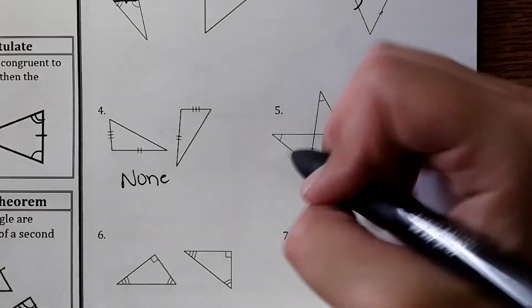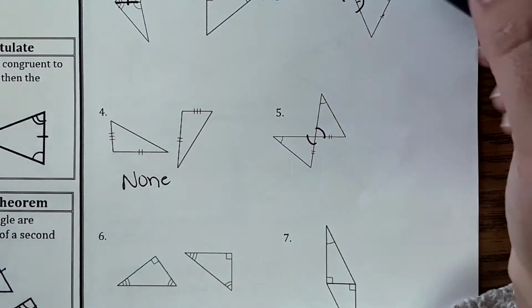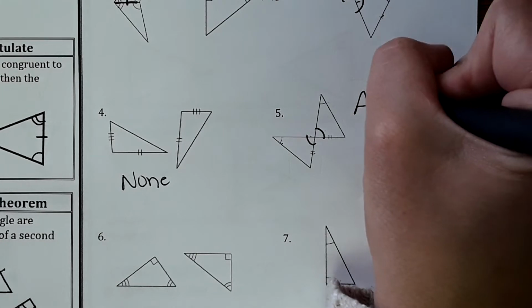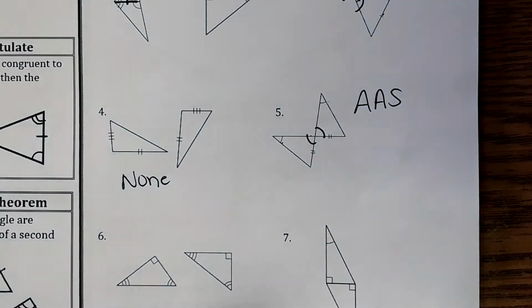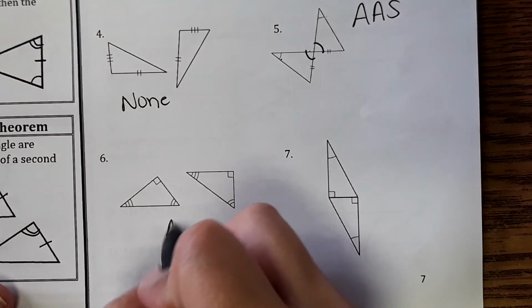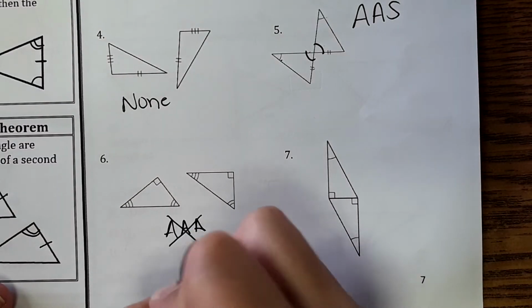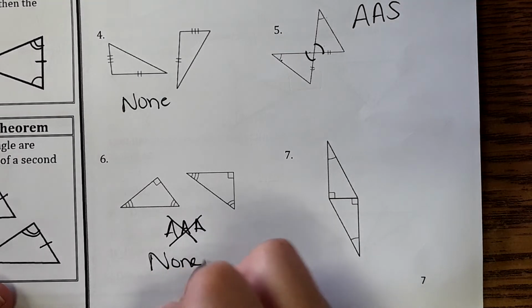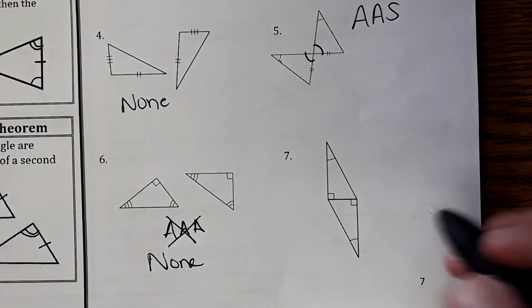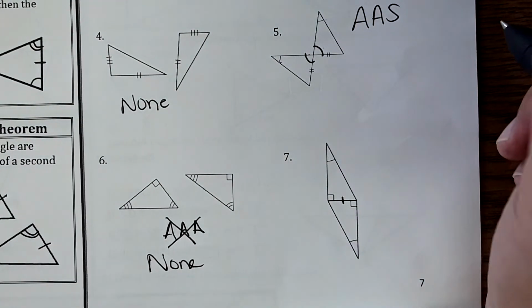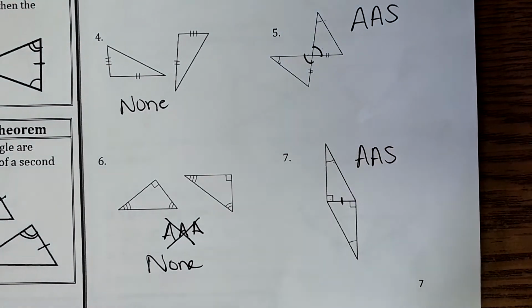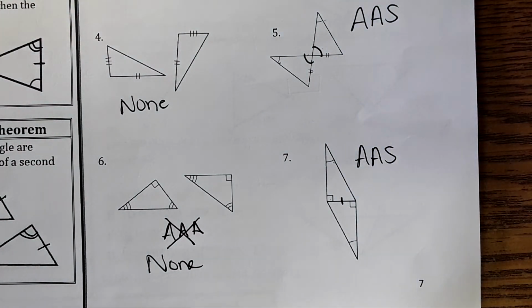Then number 5, vertical angles are congruent. So then I have angle, angle, side. Number 6, all 3 angles are equal. That's great, but I can't prove congruence based on that, so none. And then 7, it shares a side, so this side's equal to itself. And then we have angle, angle, side. And we're done. That's it.